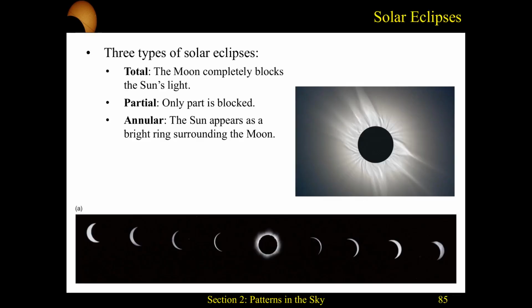There are 3 types of solar eclipses. On the bottom here, we're seeing a picture of a total eclipse before and after it happens. So here's the sun and the moon is coming in, blocking, moving in. There's your total solar eclipse.